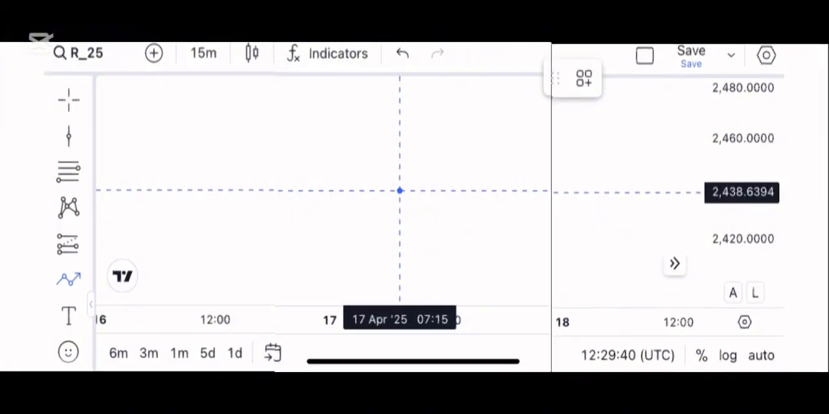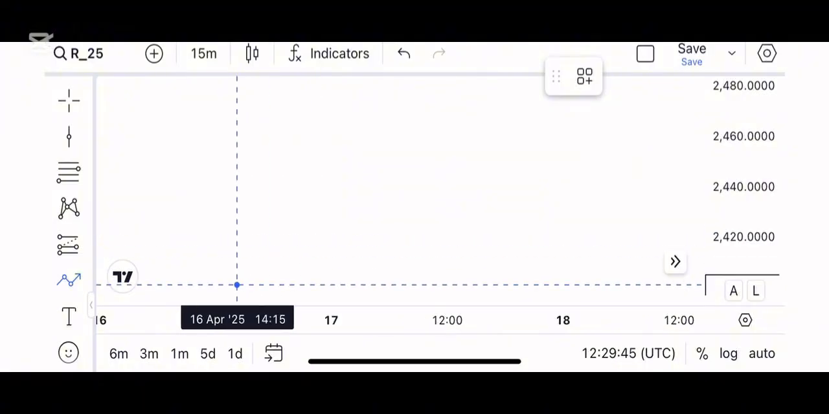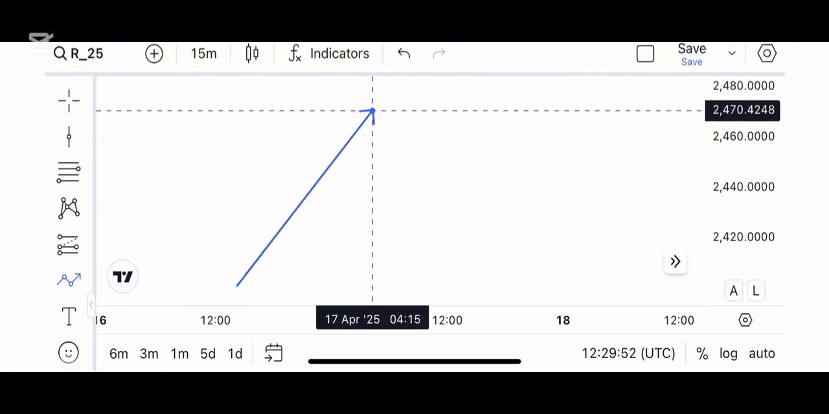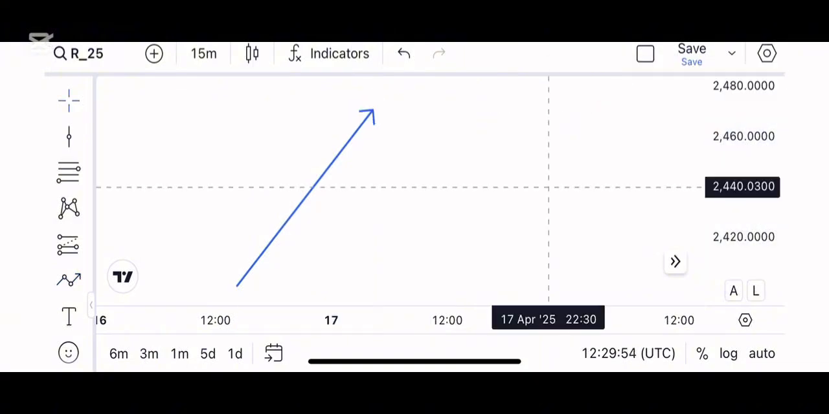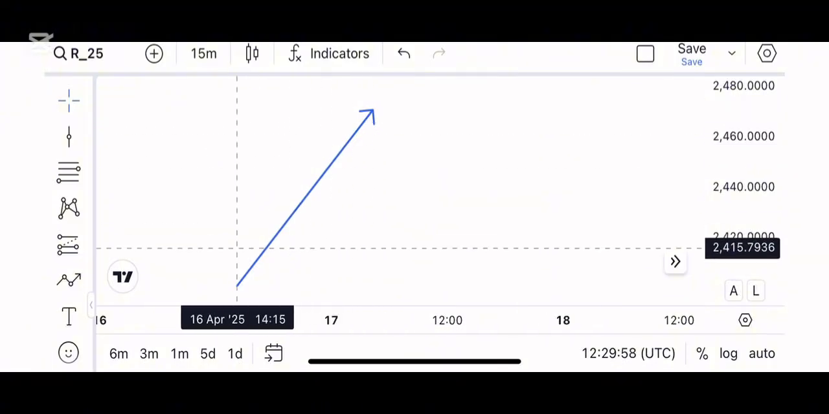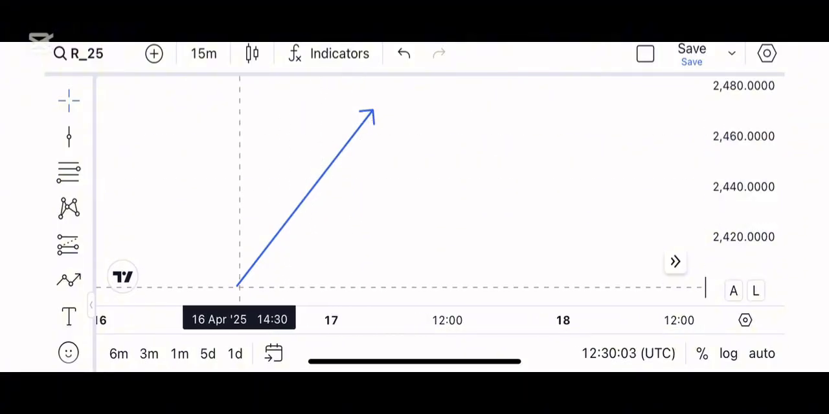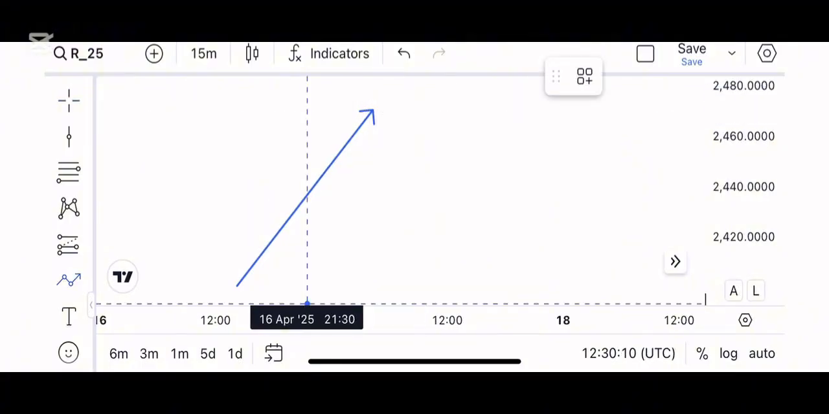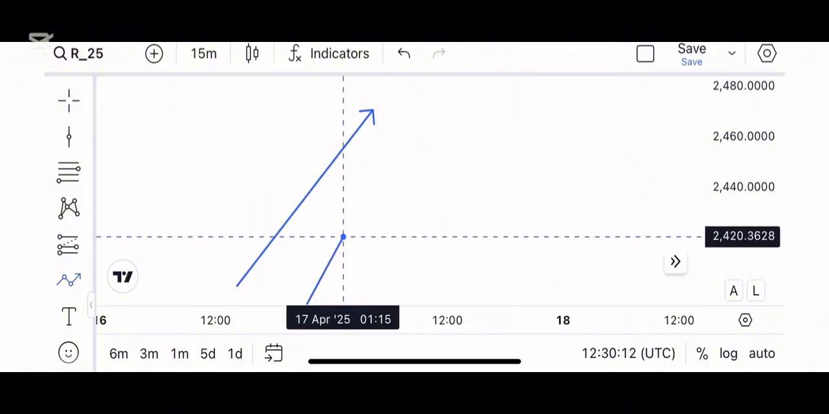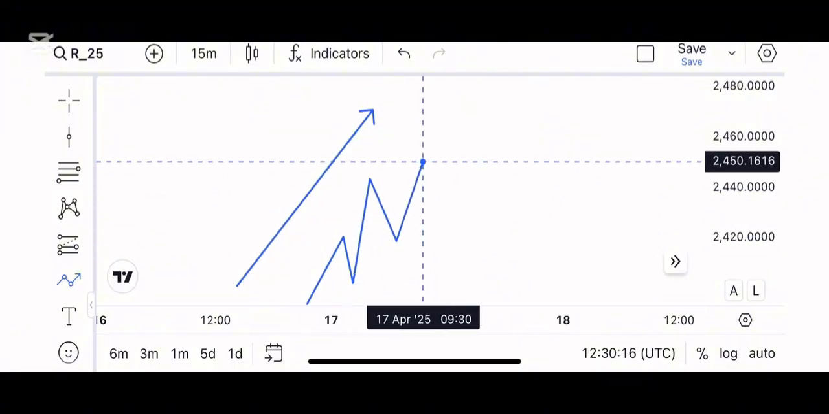All right guys, so first of all, what is a pullback? A pullback is just a temporary move against the current trend of the market. For instance, the market doesn't just move straight up like this. If the market is going from point A to point B, it doesn't necessarily need to move straight up. What the market does on its way from point A to point B is move in waves. So it goes up, comes down, goes up. Remember, it's just going to point B.